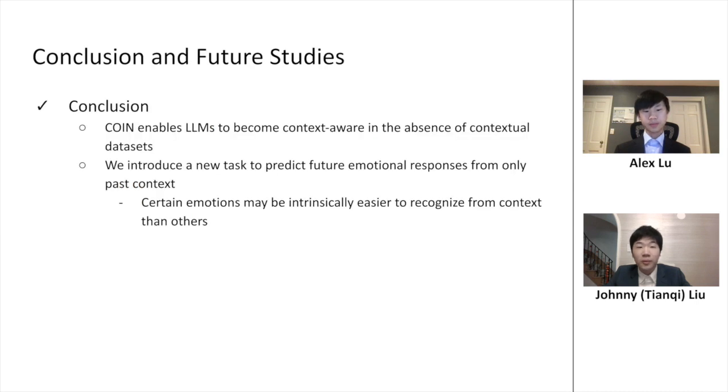In conclusion, the COIN method is a simple and scalable method to train context-aware models for uncontextualized labels, and our results support the effectiveness of the proposed COIN method. By using 100% masking probability, we introduce a new task to predict future emotional responses from solely past context. We also show that certain emotions may be intrinsically easier to recognize than others, and we would like to see more work in this direction.